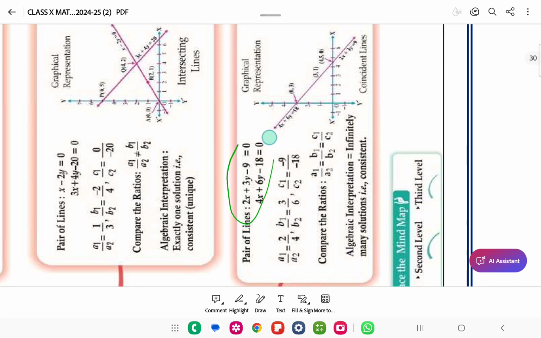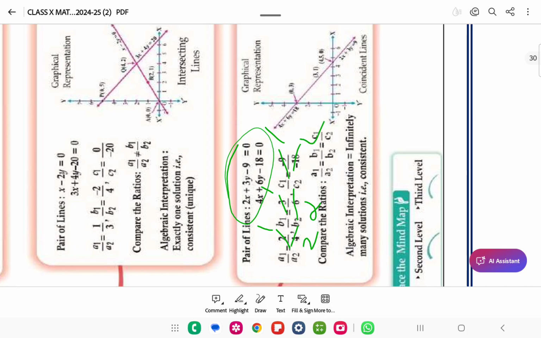2x plus 3y minus 9 equals 0, 4x plus 6y minus 18 equals 0. Here a1 by a2 equals 2 by 4, b1 by b2 is 3 by 6, and c1 by c2 is minus 9 by minus 18. You can see that 2 ones are 2, 2 twos are 4, so 1 by 2. Here also 3 ones are 3, 3 twos are 6, so 1 by 2. 9 ones are 9, 9 twos are 18.